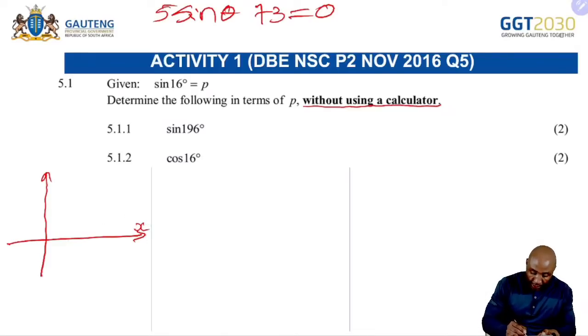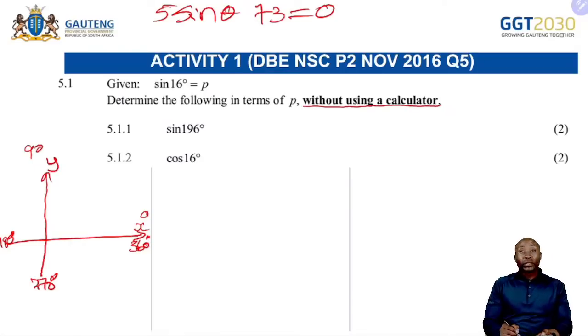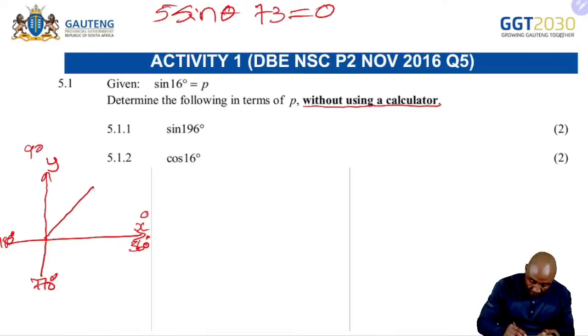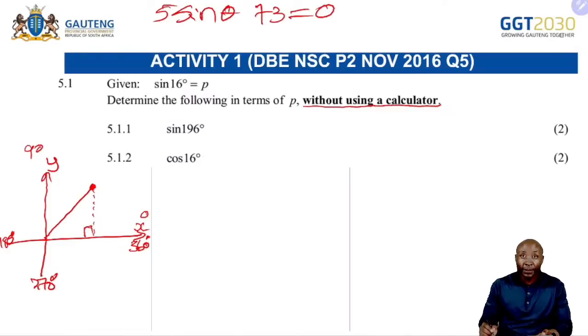remember, this is our x, that one is our y, and we know that this is 0, 90, 180, 270, and 360. In which quadrant does 16 degrees lie? It lies in the first quadrant. Then you come up with a right angled triangle there. We never construct horizontally, we construct vertically for our right angles so that we do not lose marks.